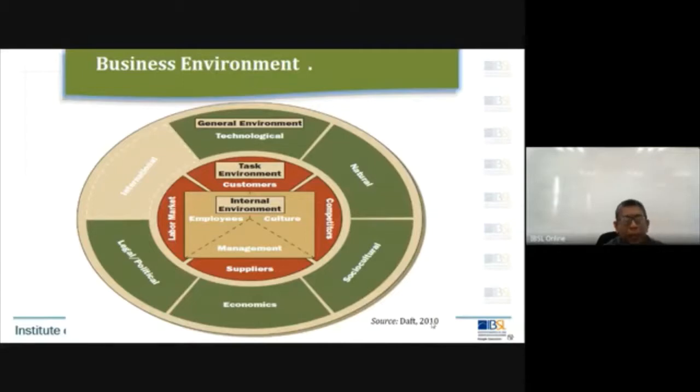Now, you know, our business environment can also be divided into three environments. One is the internal environment. Sometimes we call it the task environment or micro environment. And we also call it the general environment or macro environment. So now we are going to discuss all these things through the use of different techniques.